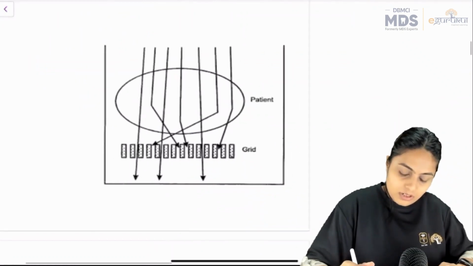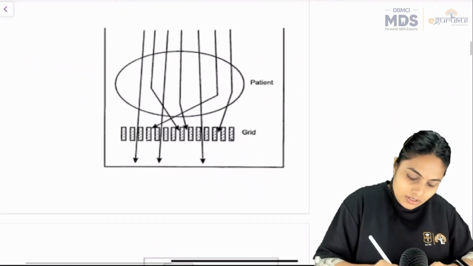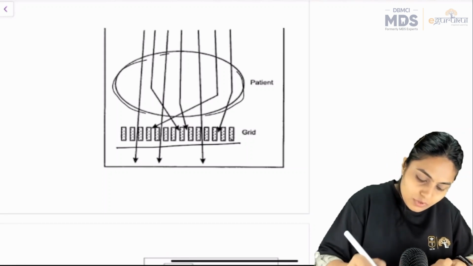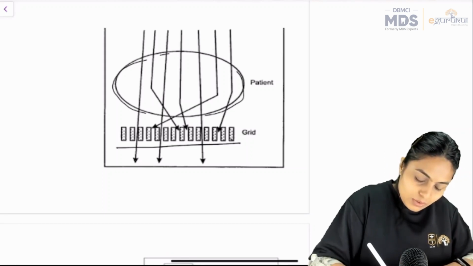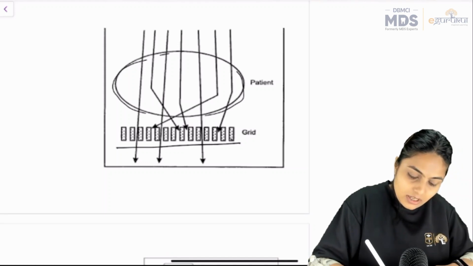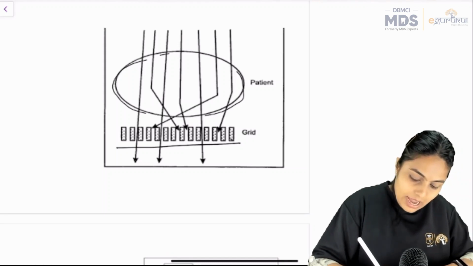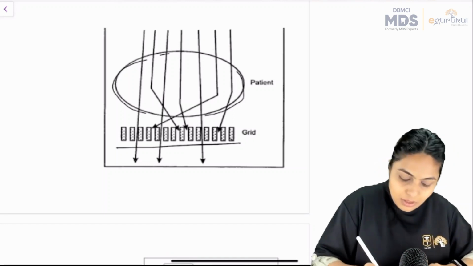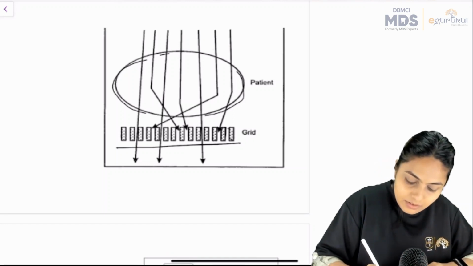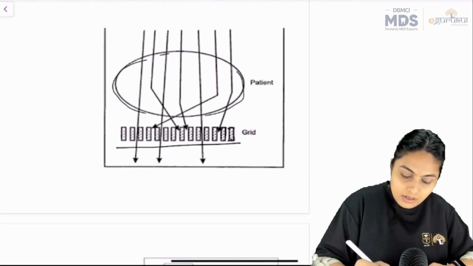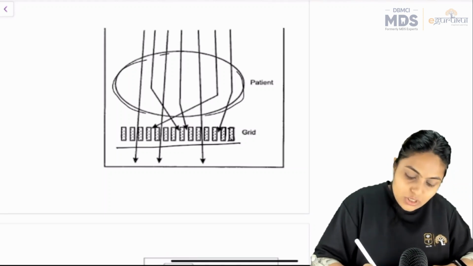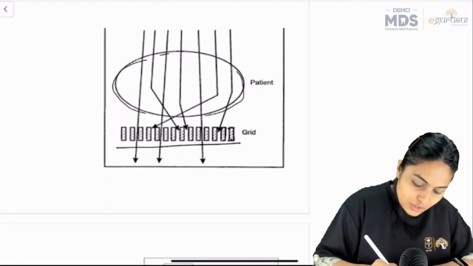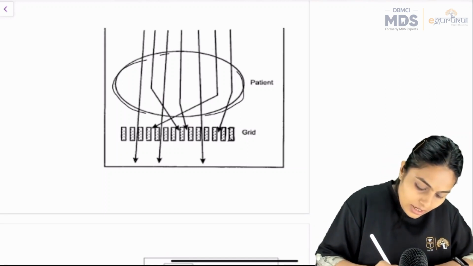Okay, so this is a basic concept. This is the grid. When you expose the patient, the x-rays come and pass through these grids. Now the grid is basically lead. These are the lead materials which will stop or restrict the scattered radiation. The primary radiation, they let it pass.